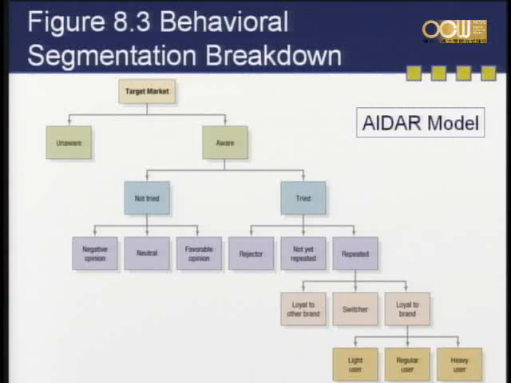And very similar to this one here. Whether you're aware or not, and then try or not try. And among you can differentiate that. If you try that, you can get here and get a repeat. And even repeat can go to later on heavy user, medium, light user. So one of that is using this model to classify the consumer.